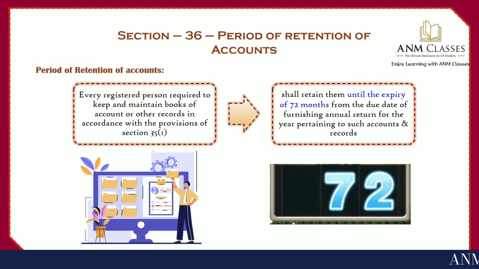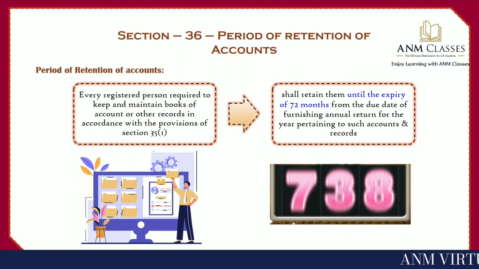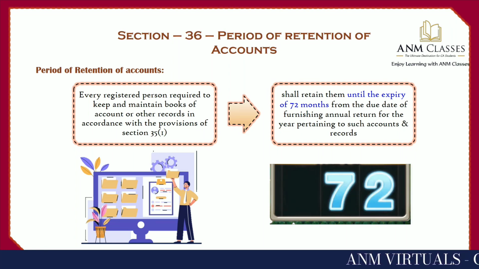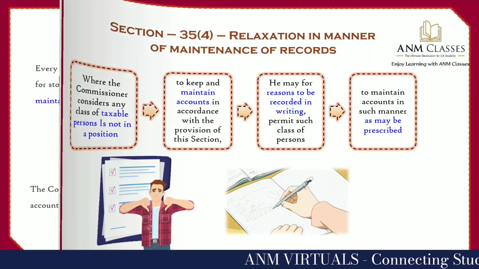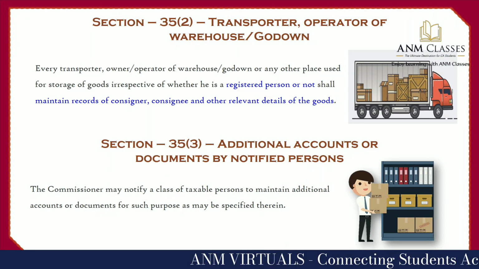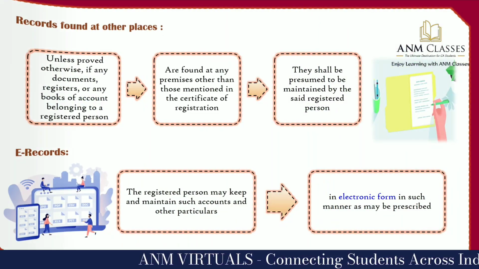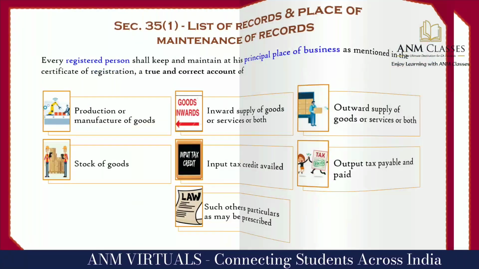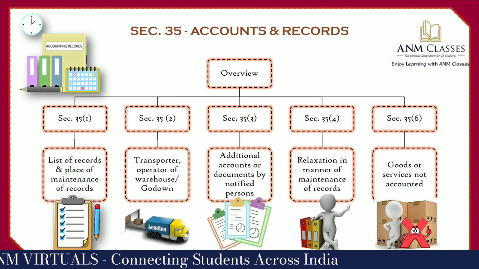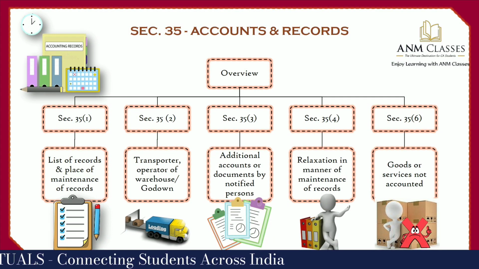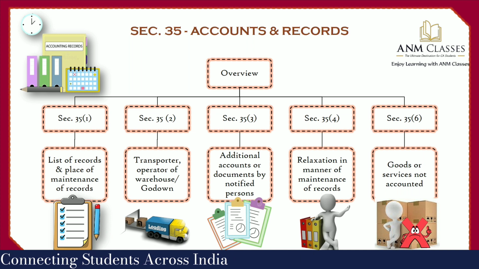Section 35. Are you really with me? So shall we have a quick recall of section 35? What is section 35? Accounts and records. Yes. Section 35, how many subsections are classified? 35 subsection 1, 35 subsection 2, 35 subsection 3, 35 subsection 4, 35 subsection 6.